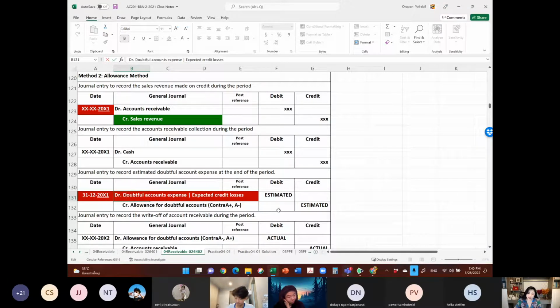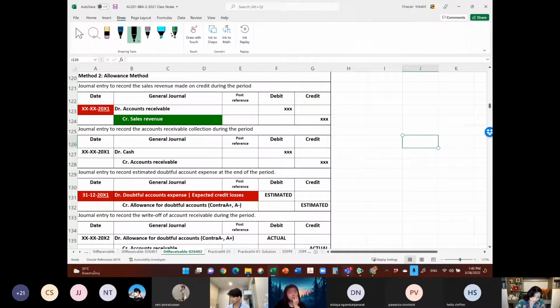But the thing is, this is estimated. So why do you need to estimate the amount? That is a very important question. Why do we have to estimate this doubtful account expense or the expected credit loss? The reason is you want to match the expense with the revenue. Let me show you this. Over here, you have expense recorded in year 1, and over here, you have the revenue recorded in year 1. See that?